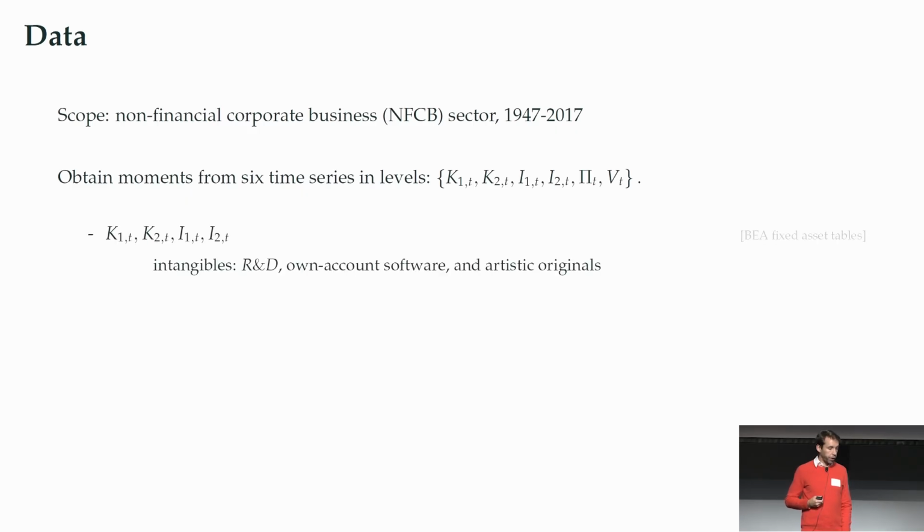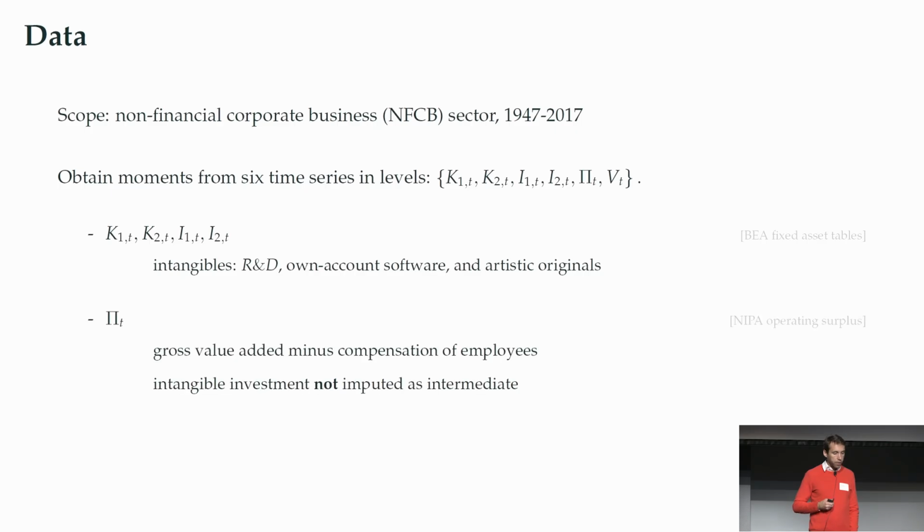Just a quick word here. The most important thing is the K2 and I2 measures. These are going to be our measures of intangible capital, the stock and the flow investment. Now, this is national accounts data, so the way it's measured there is mostly by looking at spending on R&D. Okay, that's like 90% of it. There's a little bit of measuring software creation and artistic originals, but first order, what we're going to be measuring here is R&D spending, the flow and the capitalized value. Okay. And then the rest is sort of standard.